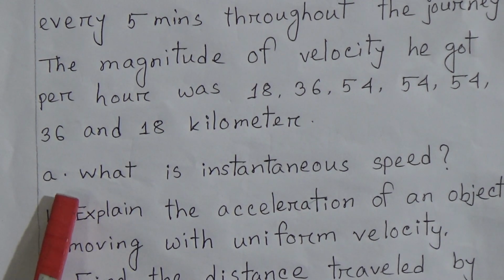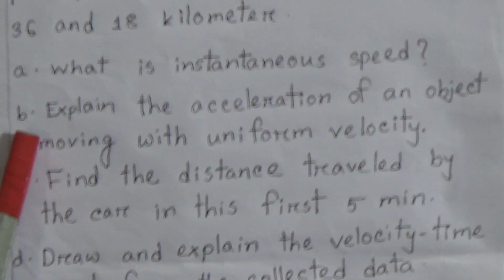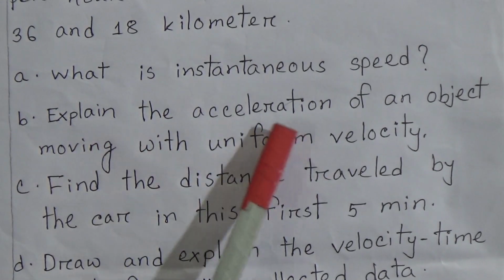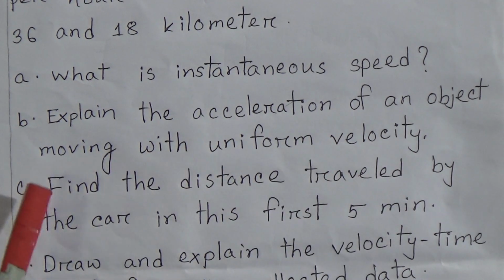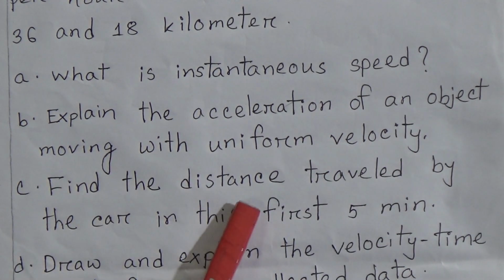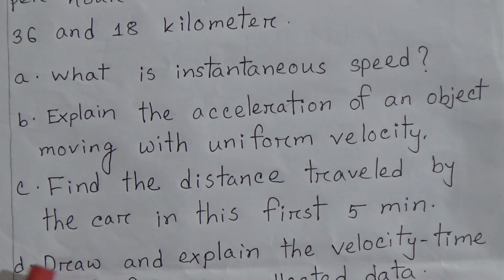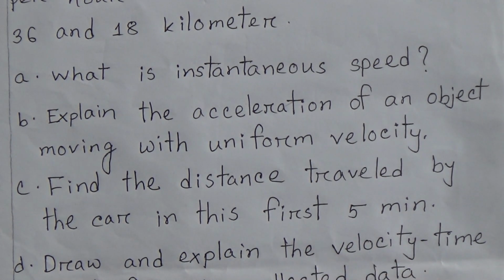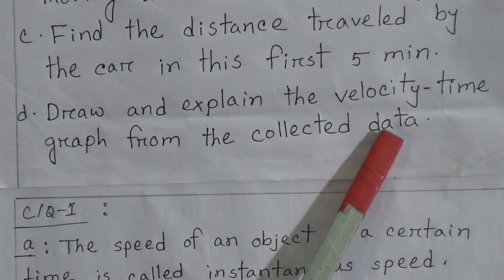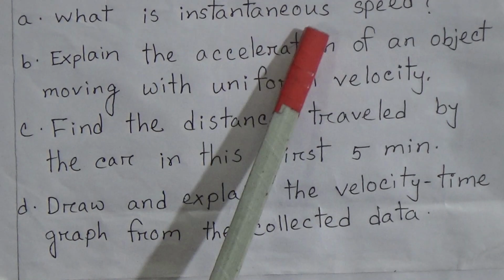Now question number A, what is instantaneous speed? Question number B, explain the acceleration of an object moving with uniform velocity. C, find the distance travelled by the car in the first 5 minutes. And question number D, draw and explain the velocity time graph from the collected data.